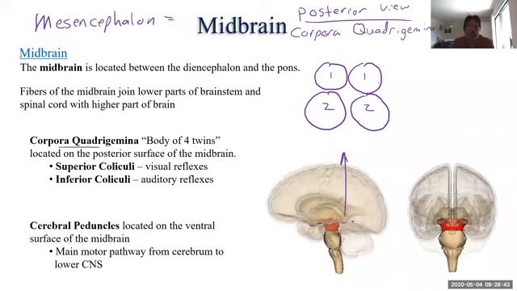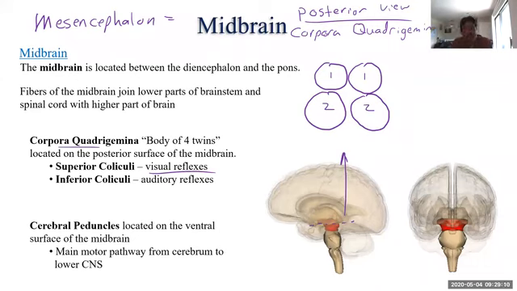1, 2, 3, 4. Now, the first pair that we see here are what we call the superior colliculi. A colliculus, by the way, is just referring to a hill. So it's like a little hill. Now, the superior colliculus is what we say is responsible for a visual reflex. So, for example, if you're trying to watch the birds in the sky and you see a bird flying across the sky and you're keeping your eye on it, that's the superior colliculus.